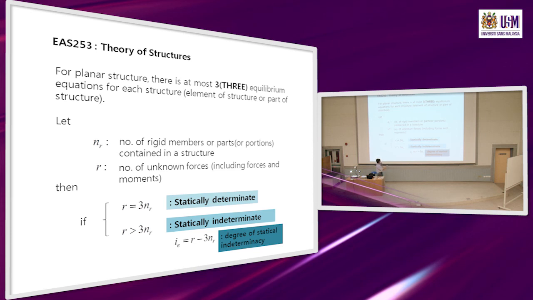And to get this, you have to draw a free body diagram. And when you have a statically indeterminate structure, remember R minus 3NR, the difference between the number of unknown forces and the number of equilibrium equations that you have, is called the degree of statical indeterminacy.